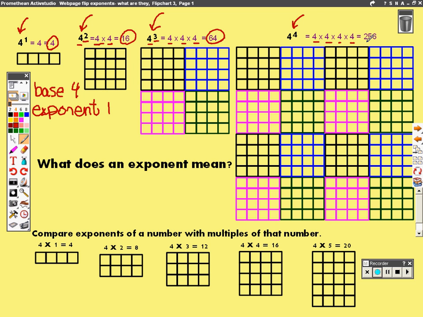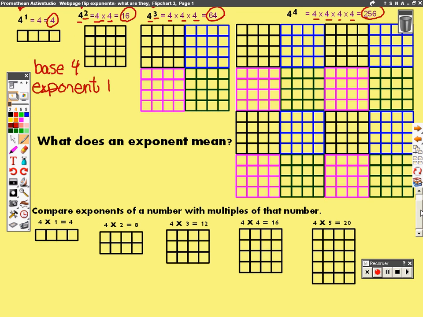Now some of you might be saying, wait a second, how is it 256? Because 4 times 4 is 16. Well, look at the bottom, and you'll see the difference between exponents and multiples. Here are the multiples. 4 times 1 is 4. 4 times 2 is 8. 4 times 3 is 12. 4 times 4 is 16, and 4 times 5 is 20.